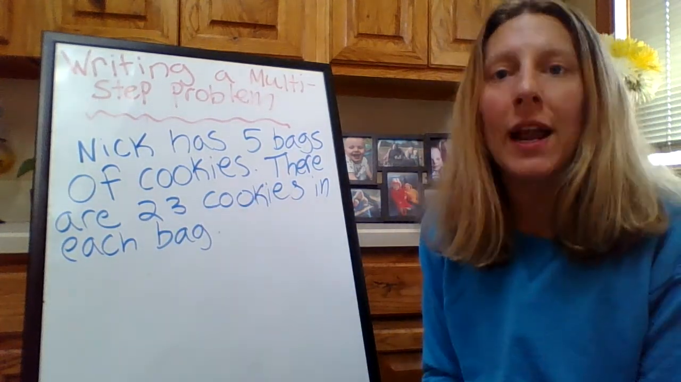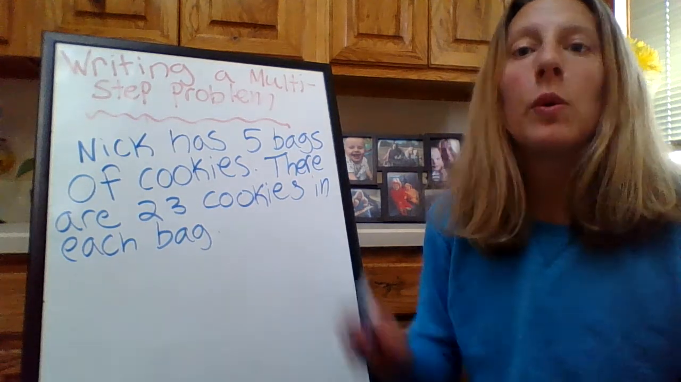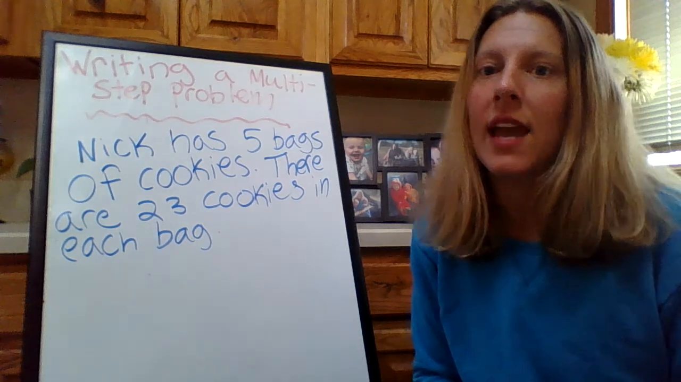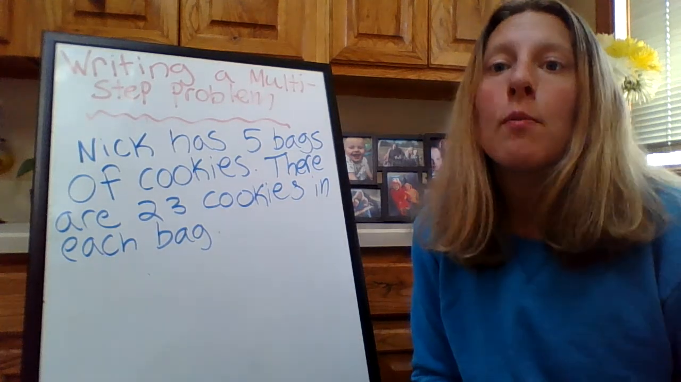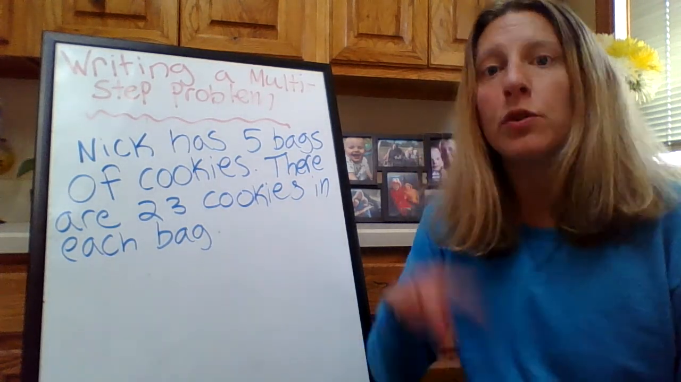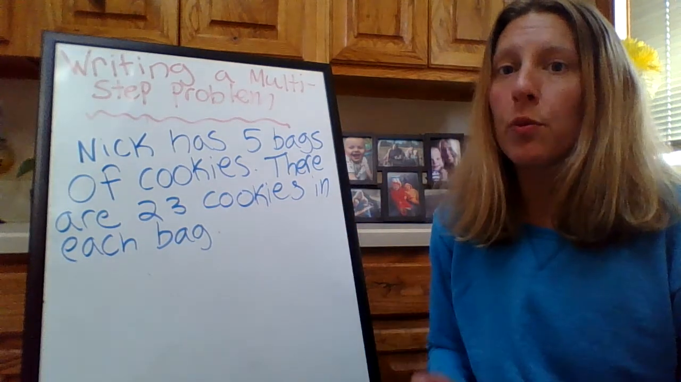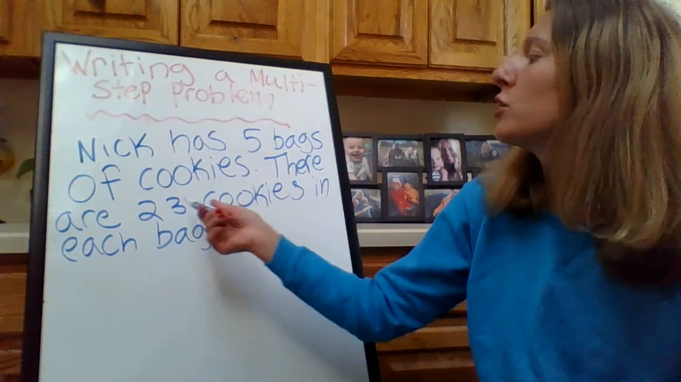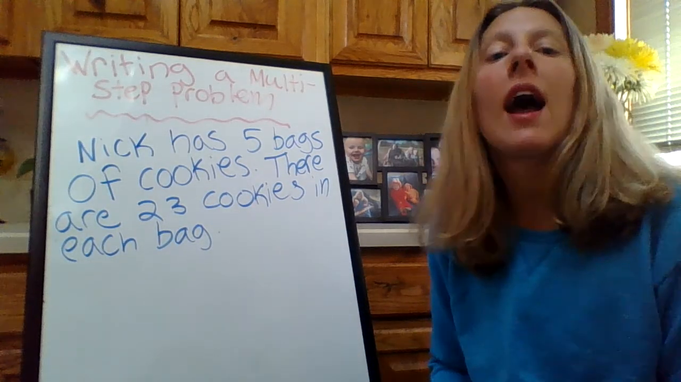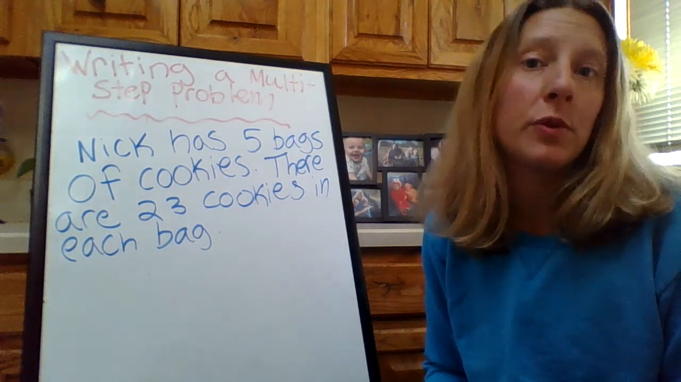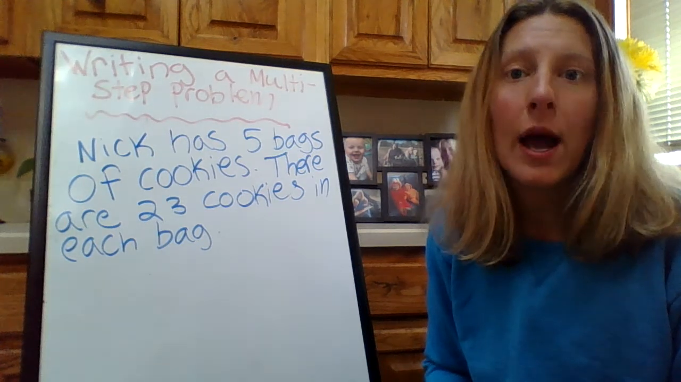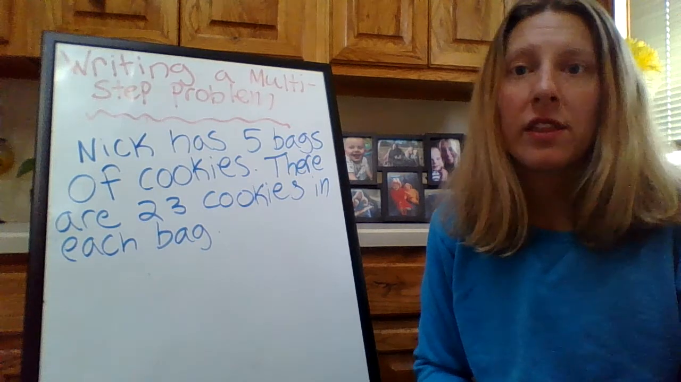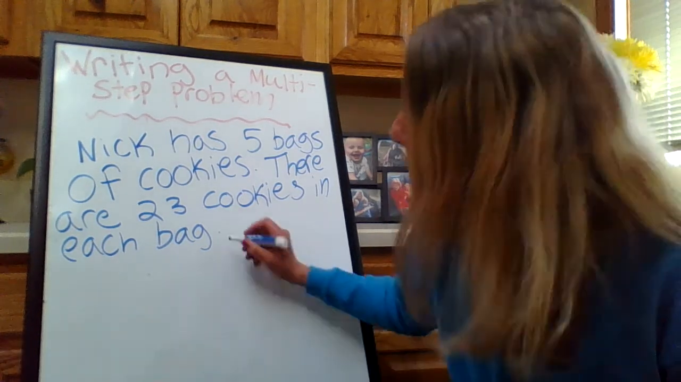If we were not writing a multi-step problem, we could end with our question. We could write, how many cookies does Nick have? But I know that our word problem needs to involve 2 steps. So right now, if Nick has 5 bags of cookies, there are 23 cookies in each bag, I know that I would have to multiply 23 times 5 in order to find out how many cookies he has in all. But that's not the question I'm going to end with. I need to add another step into my word problem.